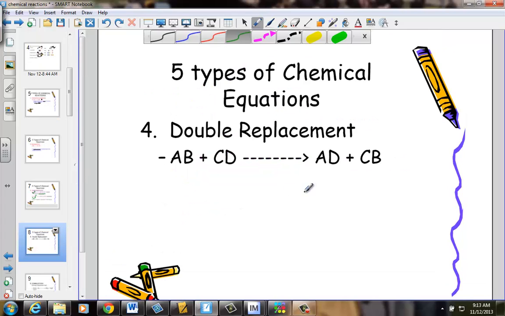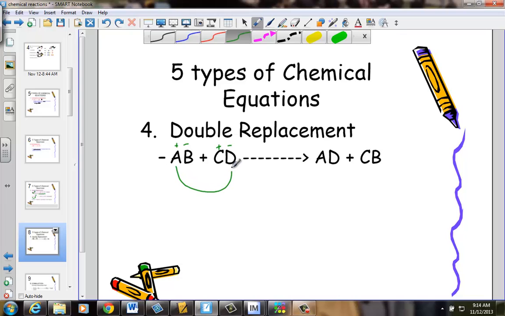What about the fourth of our 5 categories? The double replacement reaction. The old double switcheroo. Double exchange, double displacement, double replacement. I've heard them all. Remember, these are ionic compounds. We have positive ion A hooked to negative ion B. Positive ion C hooked to negative ion D.